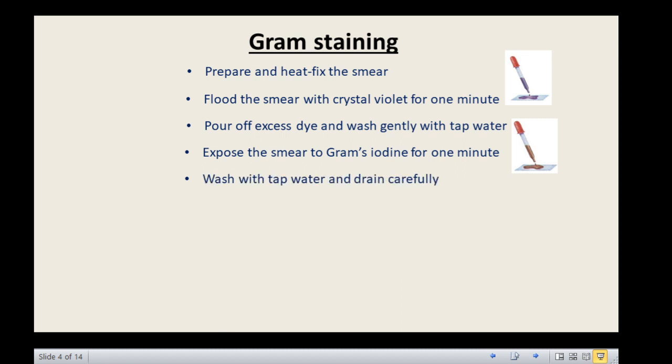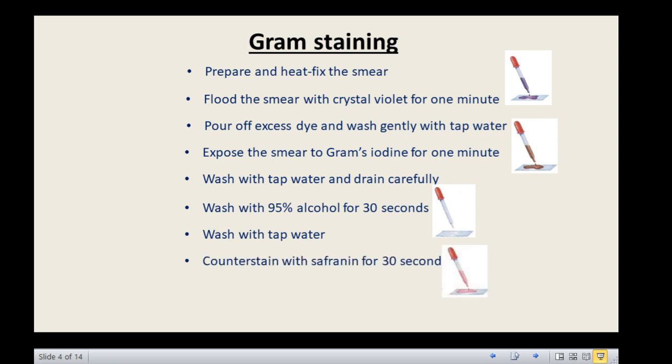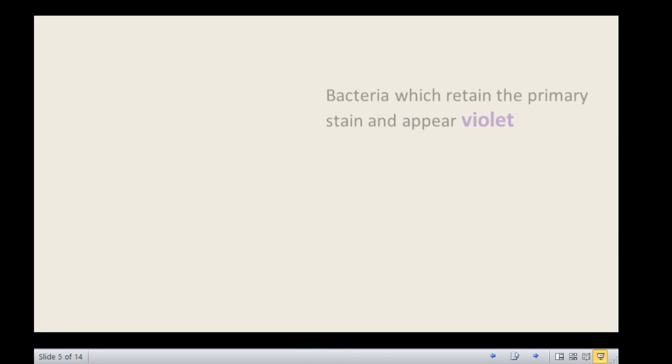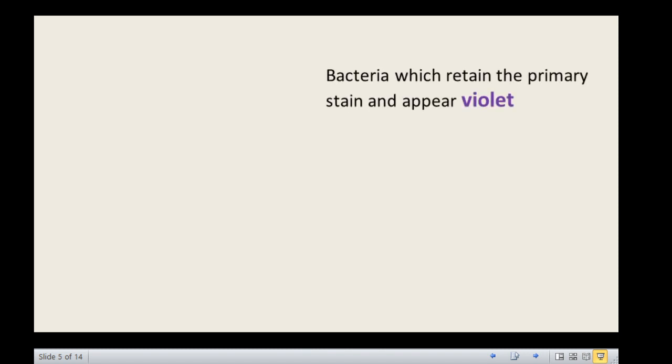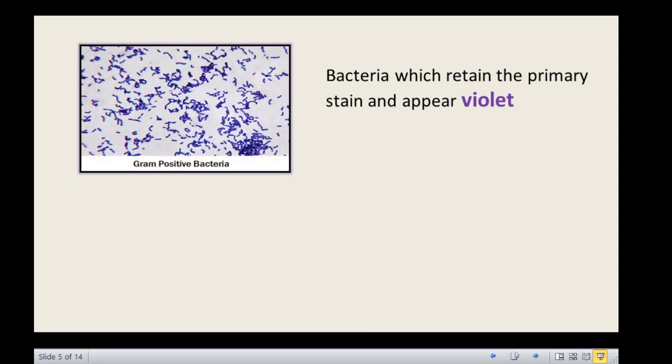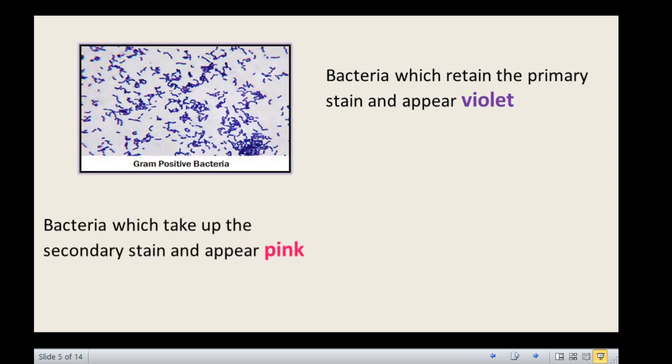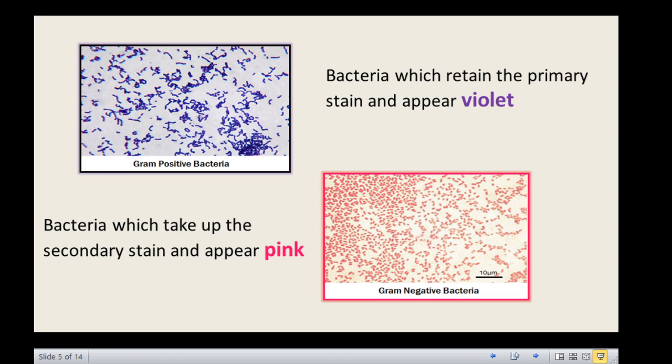Wash with tap water and drain carefully. Wash with 95% alcohol for 30 seconds. Wash with tap water at the end of the 30 seconds to stop the decolorization. Drain. Counterstain with safranin for 30 seconds. Wash, drain, blot and examine under the oil immersion objective. The bacteria which retain the primary stain and appear violet are called gram-positive bacteria, and bacteria that take up the counterstain and appear pink are called gram-negative bacteria.